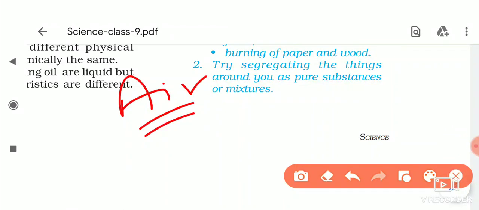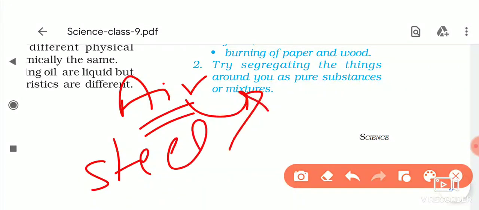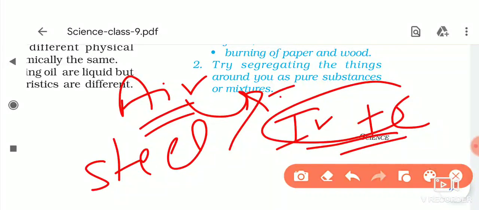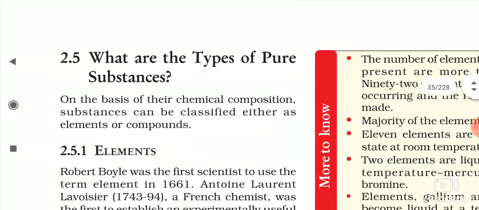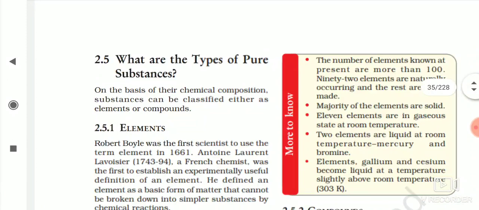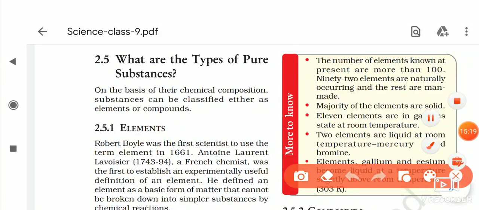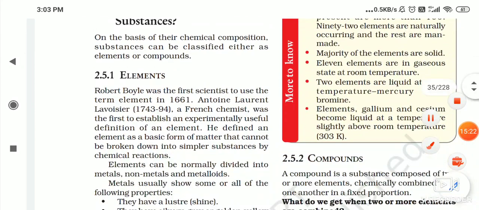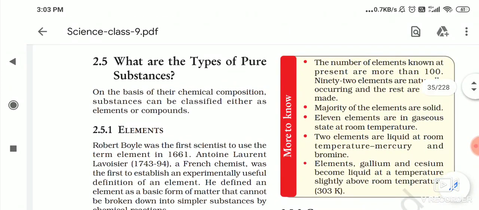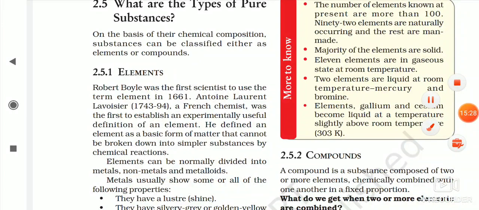It is a mixture. Similarly, steel is a mixture because steel is formed by iron and carbon, so it is a mixture. Like soil, we cannot consider it a pure substance, it is always a mixture because it contains many substances. Now this topic is completed, and in the next video we will discuss elements. What are the types of pure substances? In the next video we will discuss.